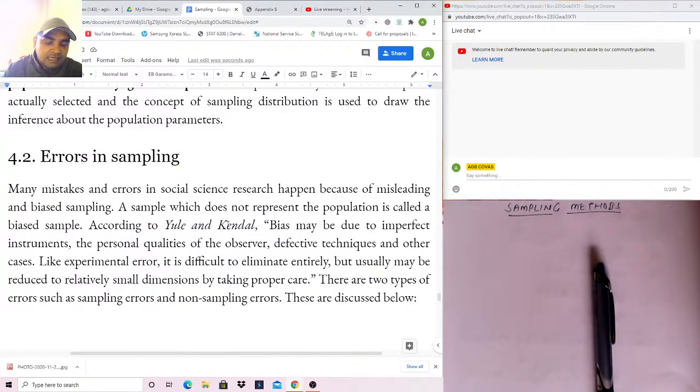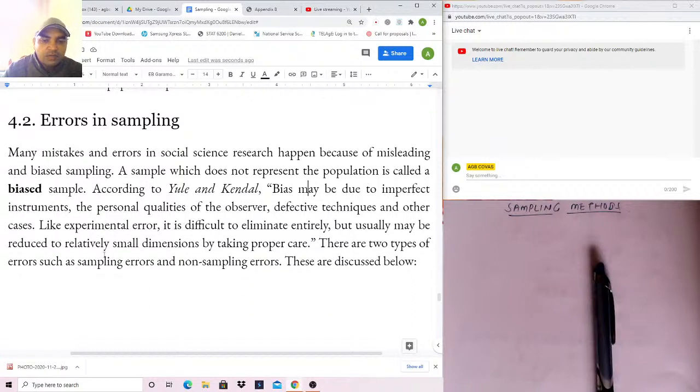Now there is another thing, errors in sampling. We have seen that it is not always the case that every selected sample will have the same value as the population. It will vary. Okay, so what are those errors? Many mistakes and errors in research happen because of misleading and bias. A sample which does not represent the population is called a biased sample, right? According to Yule and Kendall, bias may be due to an imperfect instrument, the personal qualities of the observer, defective technique, and other causes. Like experimental error, it is difficult to eliminate entirely but usually may be reduced. This error can be reduced to relatively small dimensions by taking proper care.